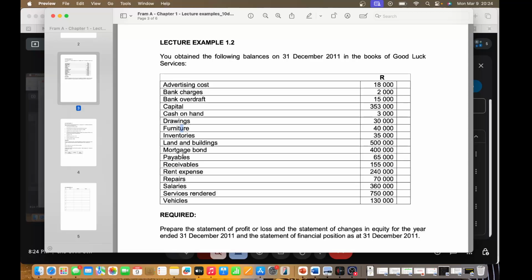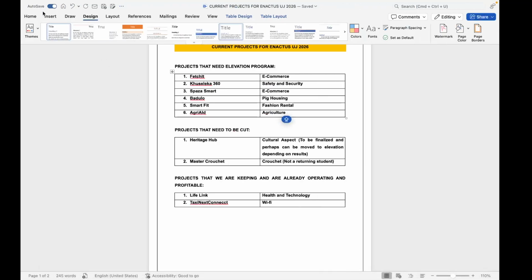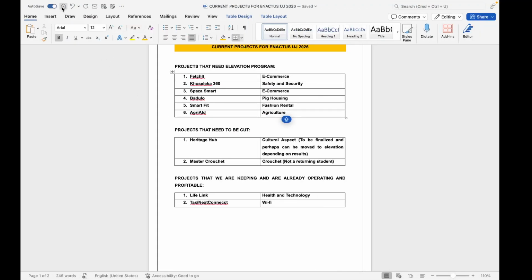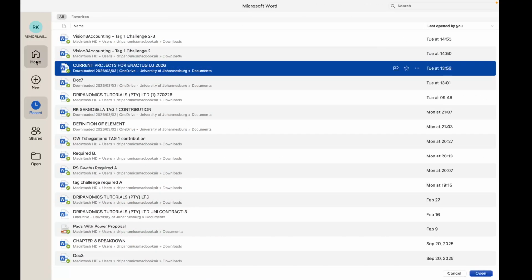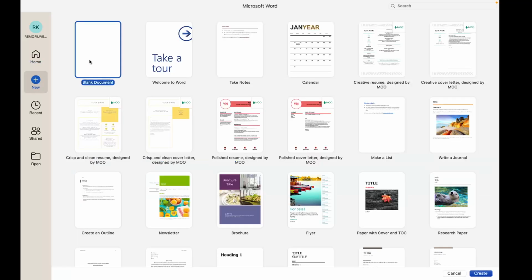All right. So now they gave us a trial balance here with figures. What they want us to do is substitute all of these accounts or elements into their respective places. So we're going to start with the statement of profit or loss. We can open a Word document, just come here and open a new document like this.